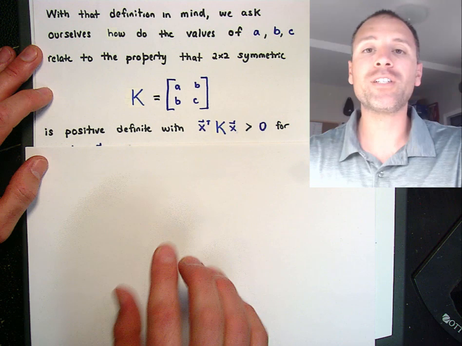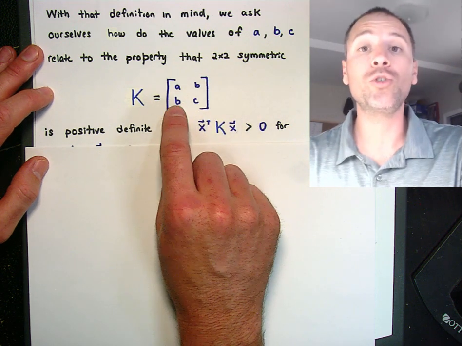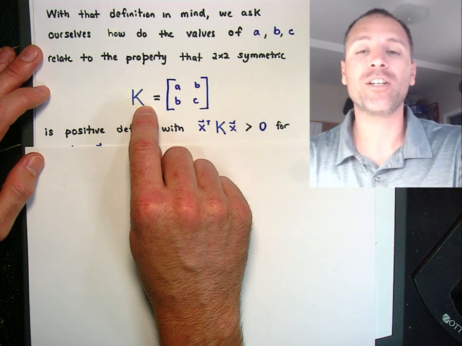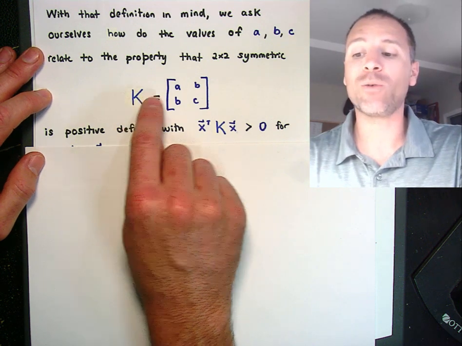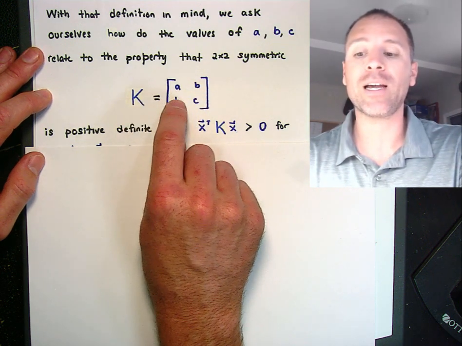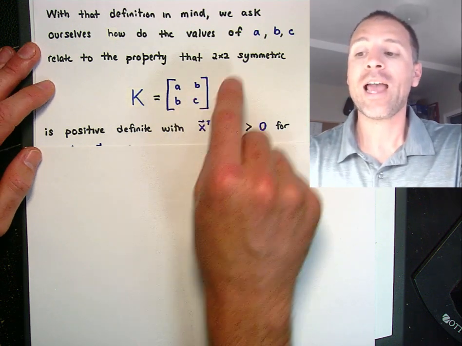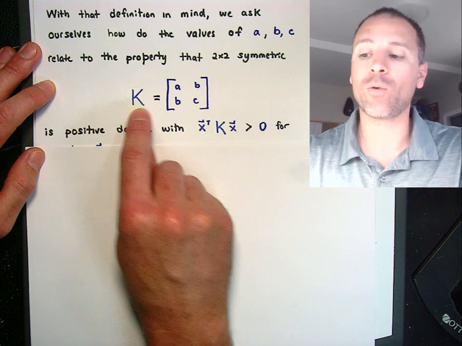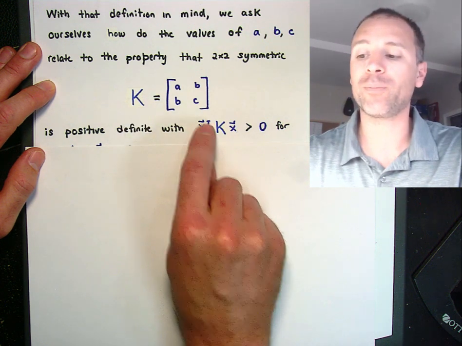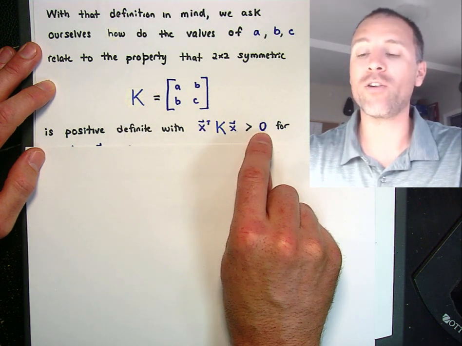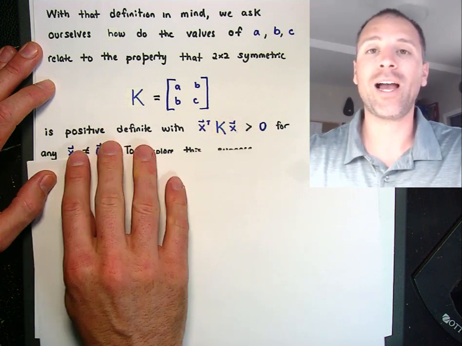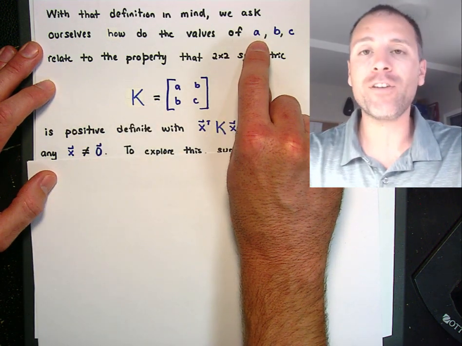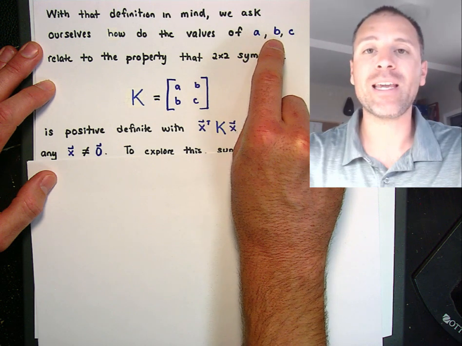Let's filter this definition through the 2 by 2 matrix K that we're analyzing in this particular situation. Specifically, we had K equal to A, B, B, C, and we want to know, can we determine when this matrix is positive definite? In other words, when the quadratic form x transpose Kx is greater than 0 for non-zero x, using analysis of the individual entries A, B, and C.